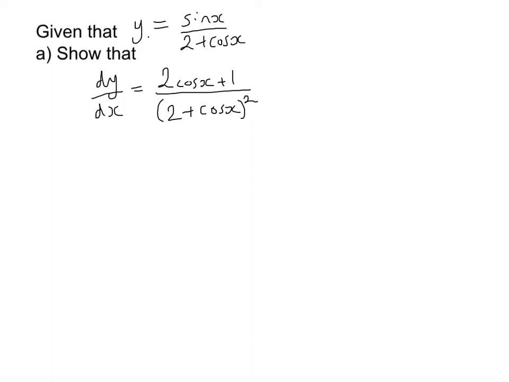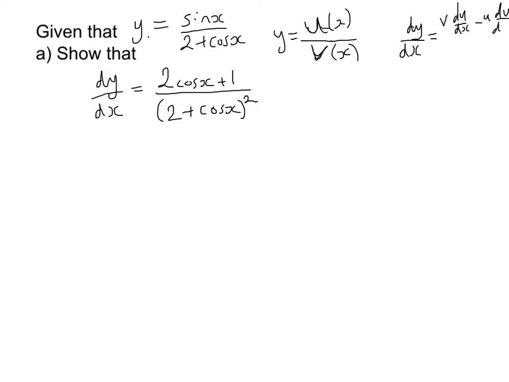As a recap, what the quotient rule states is that if you've got some function u over v, and the differential of that, so if y equals some function of x over some function of x, then you know that dy by dx is going to be v times the derivative of u minus u times the derivative of v, all divided by v squared.